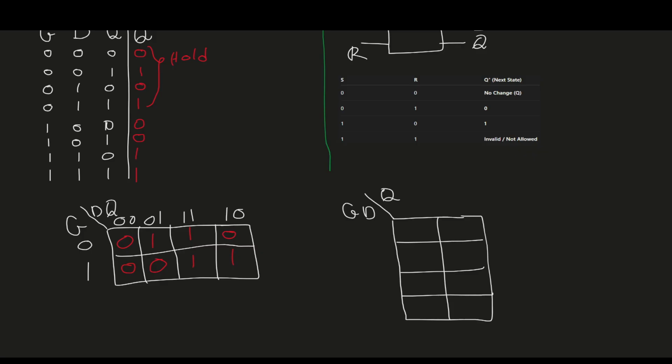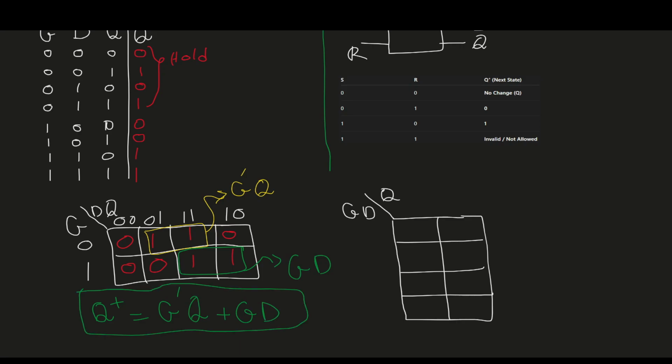Now let's group. We can group these two together in one group, and we can group these two together in another group. The yellow group gives us, since G is 0, G prime or G bar. And also, looking here, Q is not changing and it's 1, so that's Q. And for the green group, we get G, and D is not changing and it's 1, so that's GD. Now we can write the equation: Q plus equals G prime Q plus GD. So that's it on the D latch. I hope this was helpful. Thanks for watching.